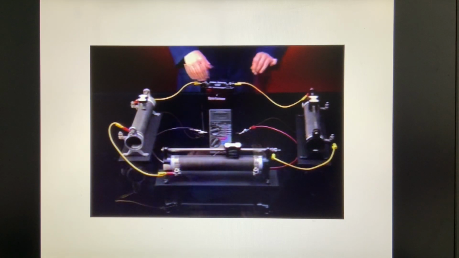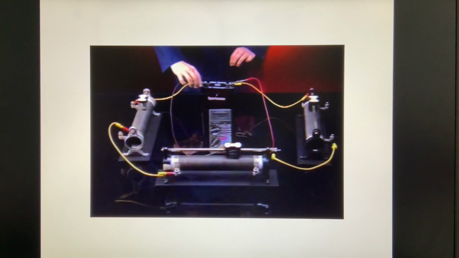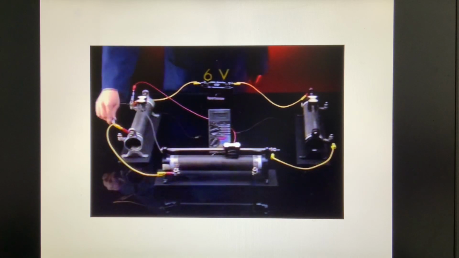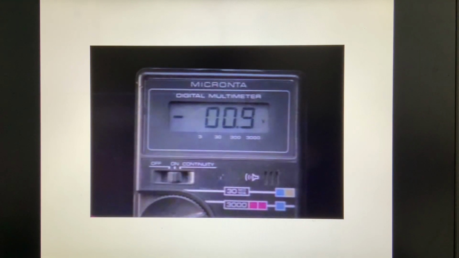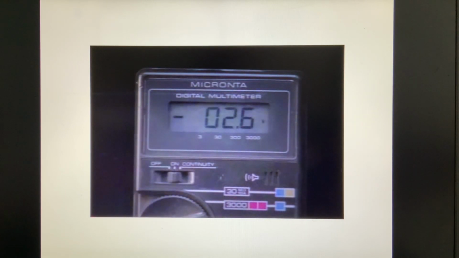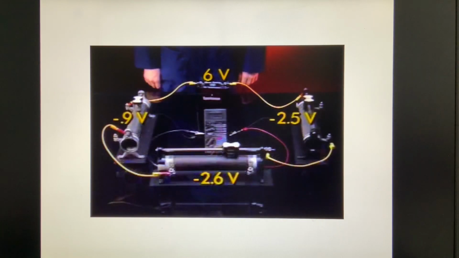We'll hook these 3 variable resistors in series with this battery and measure the voltage drop across each resistor to see how their sum compares to the applied voltage. The battery supplies a constant 6 volts. Let's go around the circuit and measure each of the voltage drops. The first resistor has a voltage drop of minus 0.9 volts. The second, minus 2.6 volts. And the third, minus 2.5 volts. The sum of the voltage drops, minus 6 volts, is the opposite of the applied voltage.